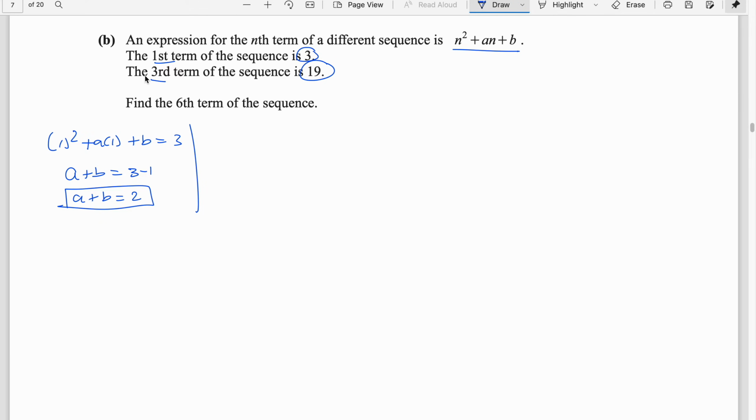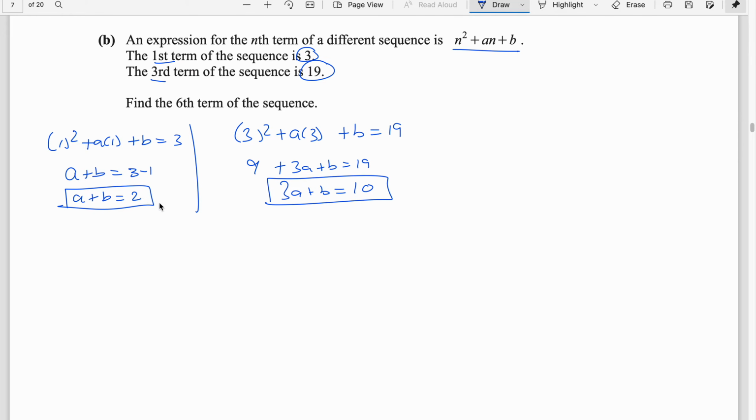For the second equation, the third term is 19. So 3 squared plus a into 3 plus b equals 19. That is 9 plus 3a plus b equals 19. Take this to the other side. 3a plus b equals 10. So we have our two equations. Let's solve these two.